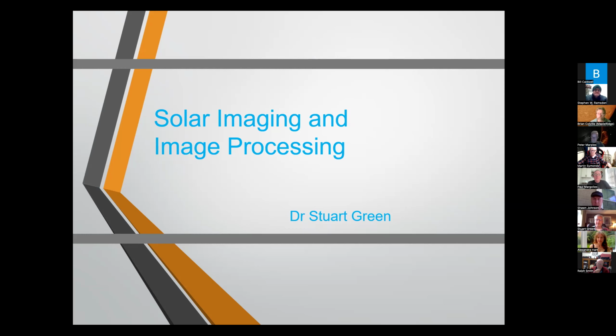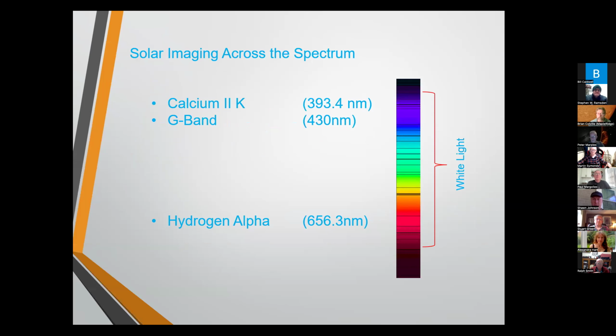So just to get into it, I'm going to be talking about across the spectrum, calcium K, G band, 430 nanometers, and hydrogen alpha. Other people are doing other wavelengths, but I think these are the three main ones, or white light, if you like, for broad spectrum imaging. So it's probably worth concentrating on these and see where that takes us.